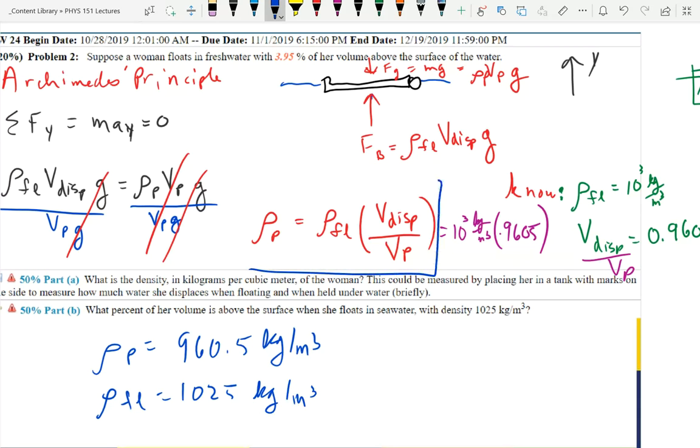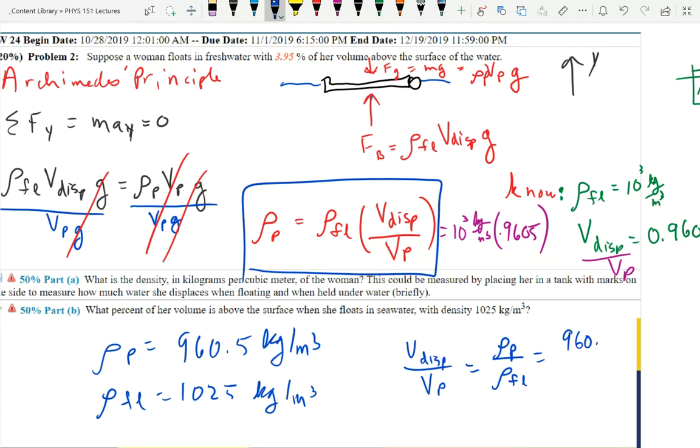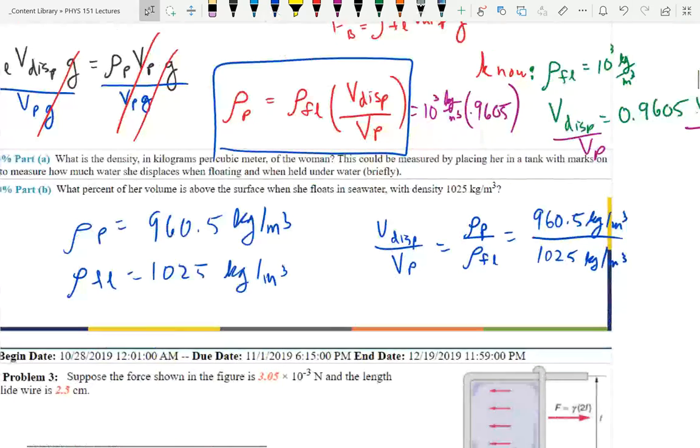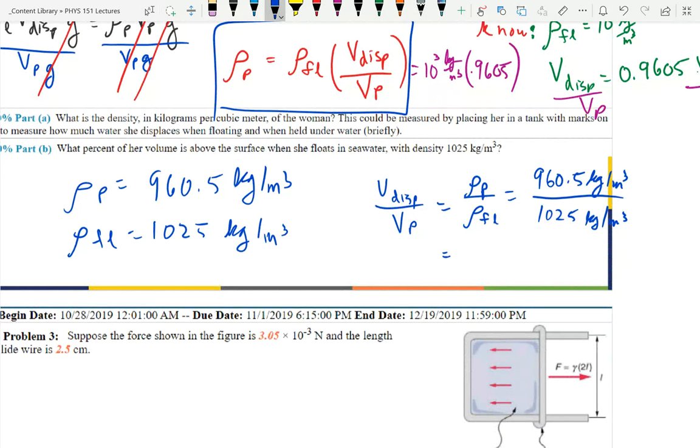And from this relationship that we worked out right there, the volume displaced over the volume of the person is equal to the density of the person over the density of the fluid. So that's 960.5 kilograms per meter cubed over 1025 kilograms per meter cubed. So what percentage of her volume is below water? Requires a calculator. What is it?